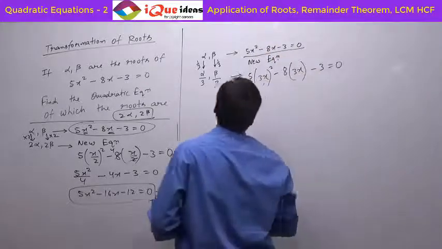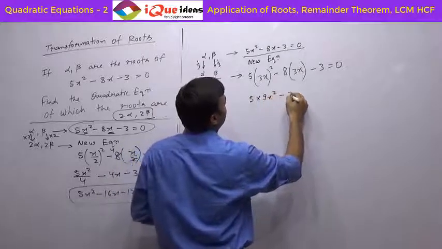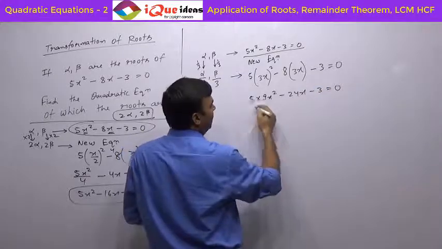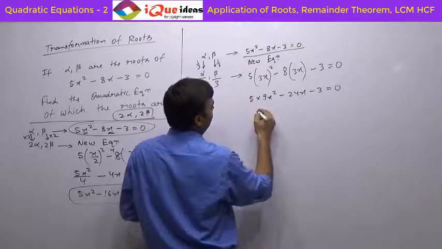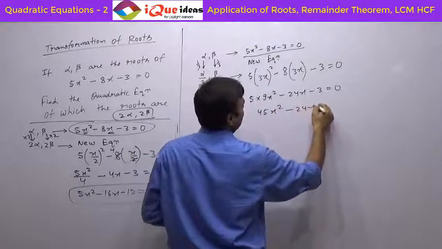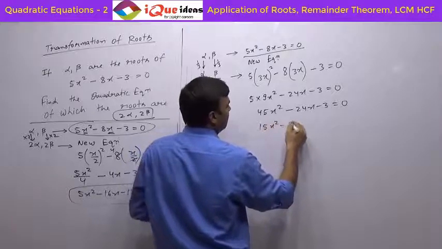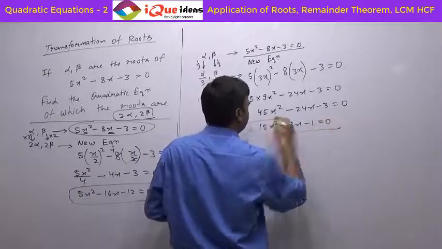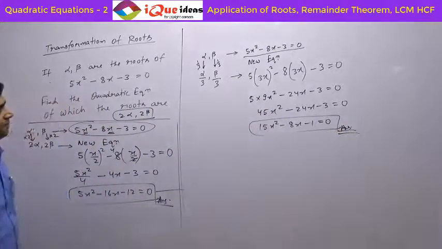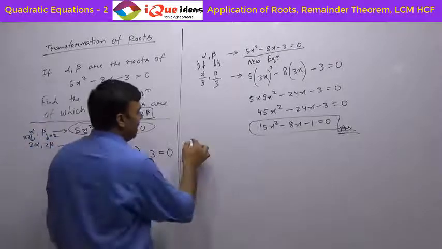And just simplify that. So 3 3s are 9. So 5 into 9x square minus 24x minus 3 equal to 0. Right? So if you divide by 3, it will be 5 9 is 45. First, let me write it. 45x square minus 24x minus 3 equal to 0. Now divide by 3, it will give us 15x square minus 8x minus 1 equal to 0. Right? So this becomes really simple. Okay. Let's take one more example.